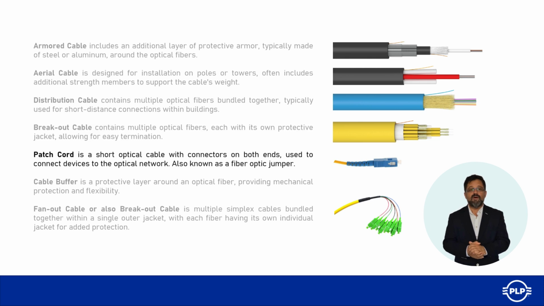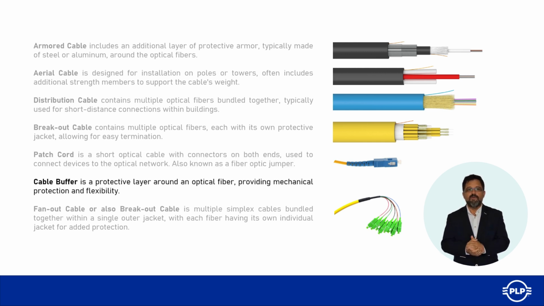A patch cord is an optical cable used to connect devices. It comes in simplex, one fiber, or duplex, two fibers versions, and with different connectors such as LC, SC, or ST. Thanks to its reliability, it's widely used in telecom, data centers, and industrial networks.